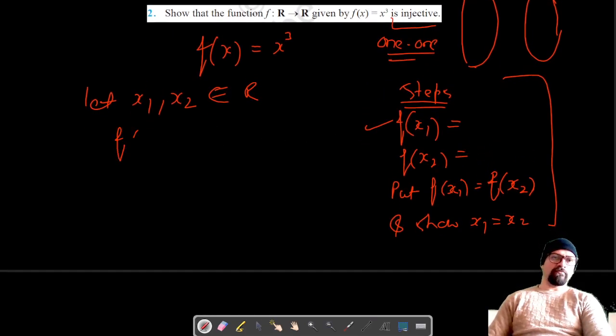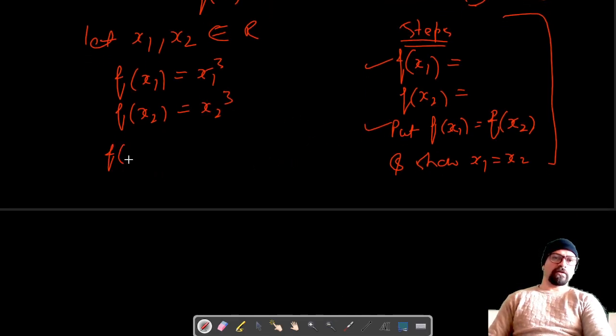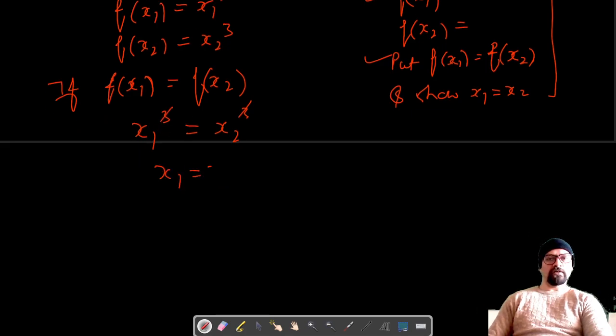Now we have to find f of x1. f of x1 is equal to x1 cube, and f of x2 is equal to x2 cube. Next step is to assume that f of x1 is equal to f of x2, which will give us x1 cube is equal to x2 cube. This gets cancelled, and this gives us x1 is equal to x2.